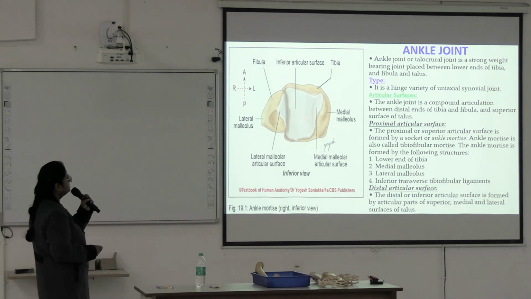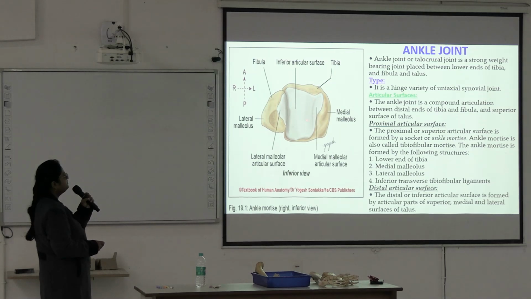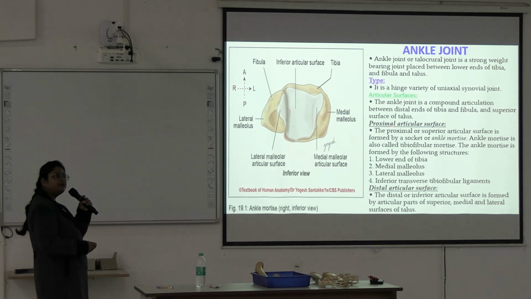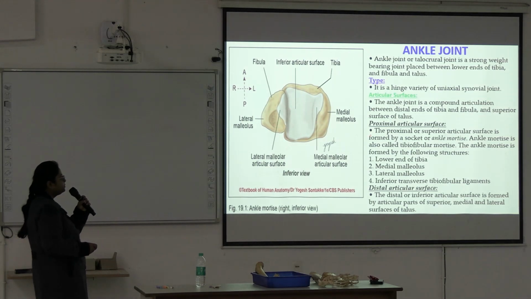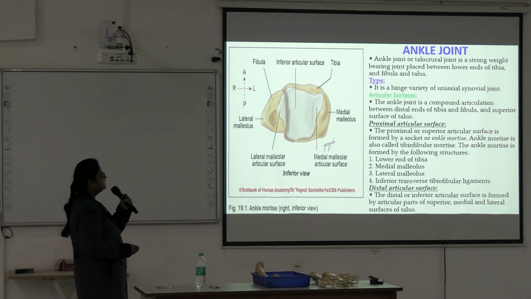So, here the proximal articular surface has been shown. This is the lateral malleolus articular surface of fibula, and this is the inferior articular surface and medial malleolar articular surface of the tibia. This together forms a mortise or socket-like structure in which the talus is articulating. So, the proximal or superior articular surface is formed by a socket or ankle mortise.